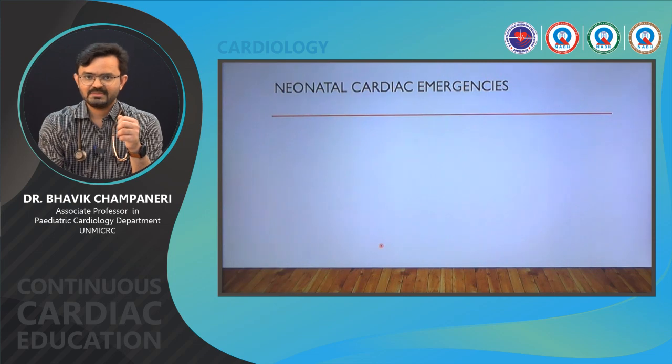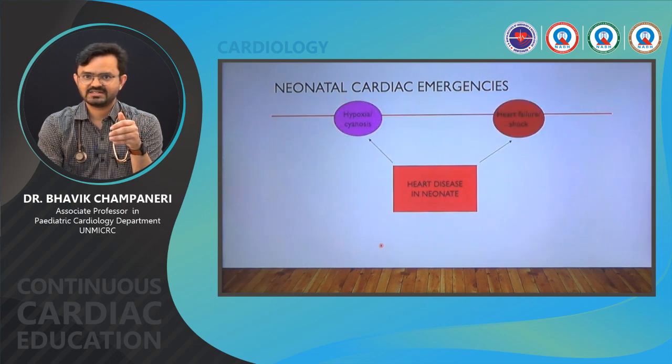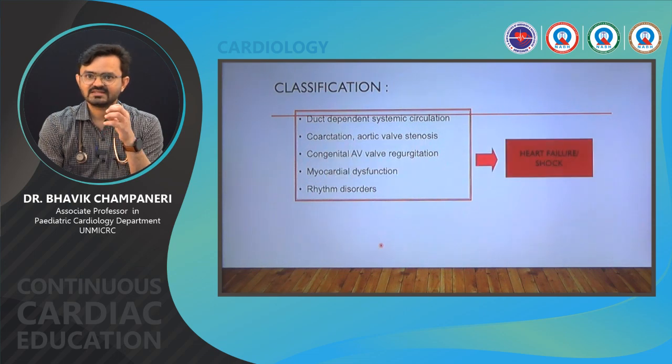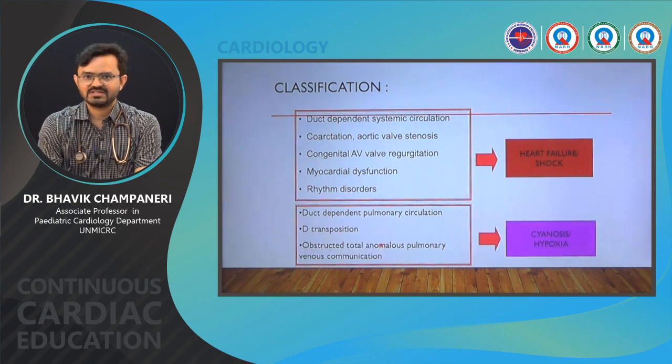Coming to neonatal cardiac emergencies, heart disease in a neonate may present as hypoxia or cyanosis, as heart failure or shock, as arrhythmias, or as murmurs. Talking about classification and presentation, duct dependent systemic circulation, coarctation, aortic valve stenosis, congenital AV valve regurgitation, myocardial dysfunction, and various rhythm disorders may present as heart failure or shock. Diseases like duct dependent pulmonary circulation, transposition of great arteries, and obstructed total anomalous pulmonary venous connection may present with cyanosis or hypoxia.